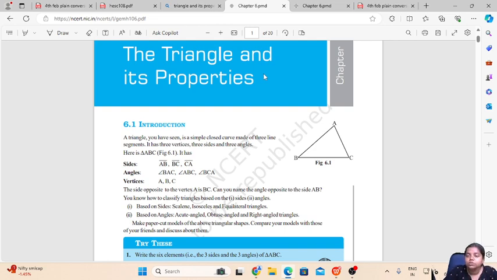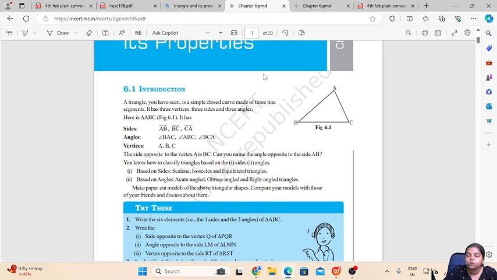The classification of triangles is based on the sides. Before that you must know what are sides, what are angles, and what are vertices. For example, suppose this triangle is given, the triangle ABC. The sides of this triangle are AB, BC, this is the second side, and the third side is AC.